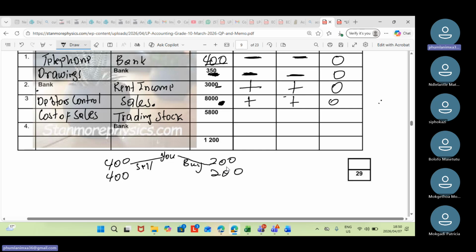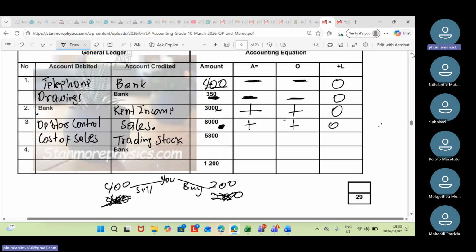Can you notice that if you sell one, yes, you are going to get 400. If you sell one, can you notice that you also need to remove the cost price because that calculator is no longer there. You've sold it. That's why now we are crediting trading stock because we have actually sold goods for how much? 5,800.